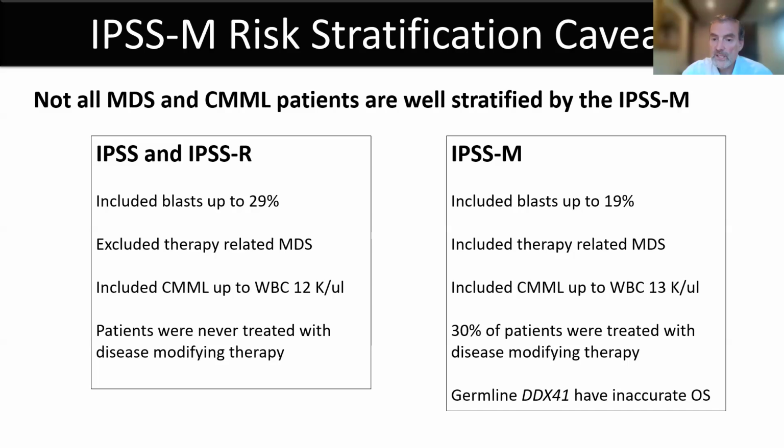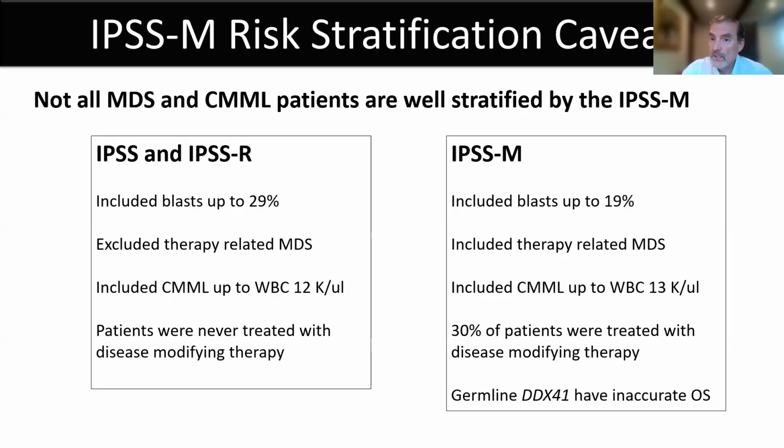One of those differences has to do with patients who get treated. In the IPSS and the IPSS-R, all the patients that we used to create those models had never been treated, so their survivals are really reflective of no treatment. Whereas in the IPSS-M, 30% of patients receive some sort of treatment. So maybe this is more accurate in part because it's taking into account the survival after therapy. But there are certain subgroups of patients for which the IPSS-M is still not the best tool.